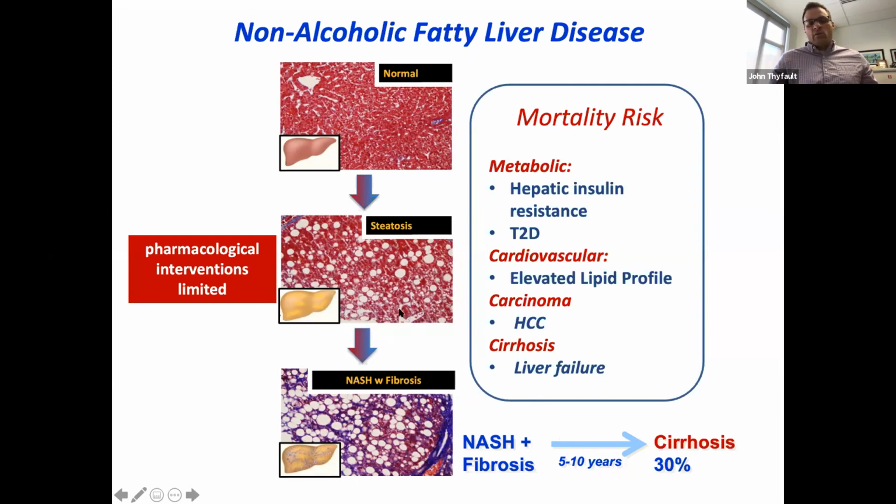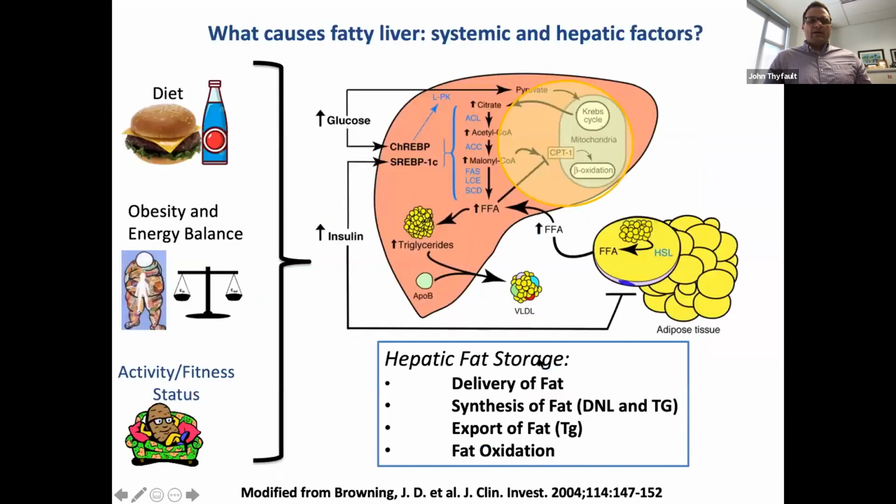So about 20 to 30% of people who get steatosis will progress to NASH, and then about 10 to 20% of those individuals will go to cirrhosis. Even if you just have steatosis, though, you have hepatic insulin resistance and greater risk for type 2 diabetes. You have greater lipids. You have risk for carcinoma, and then, of course, liver failure. So it's a bad condition.